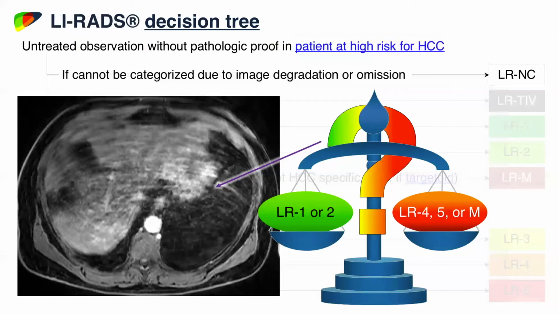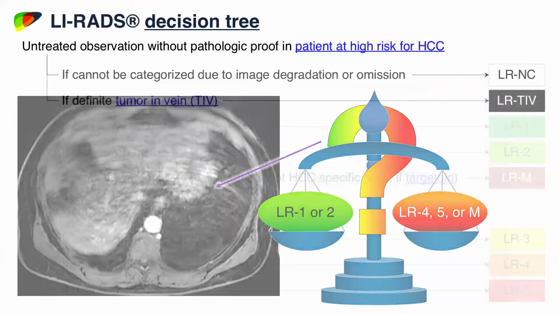If the images are a little bit degraded, but you can still put it into this class of categories, don't call it LRNC. Do the best you can at categorizing it. So if I really can't tell which of these it is, I'll say the images are degraded, but I'm worried this is malignant. This is either an LR-4, LR-5, or LR-M, but I would not call it an LRNC.